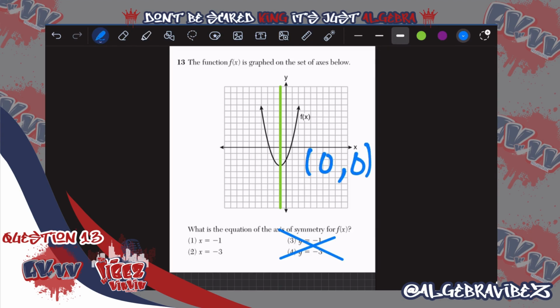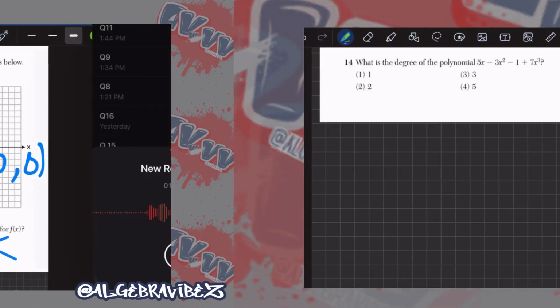Looking at this, we're asking ourselves, how far over to the left or how far over to the right will we be going? In this case, we're going to the left to get us to the value where the axis of symmetry is. So we go from our point of origin over 1 to -1. So our answer, as simply as that, is 1. That's it. Don't overthink it.